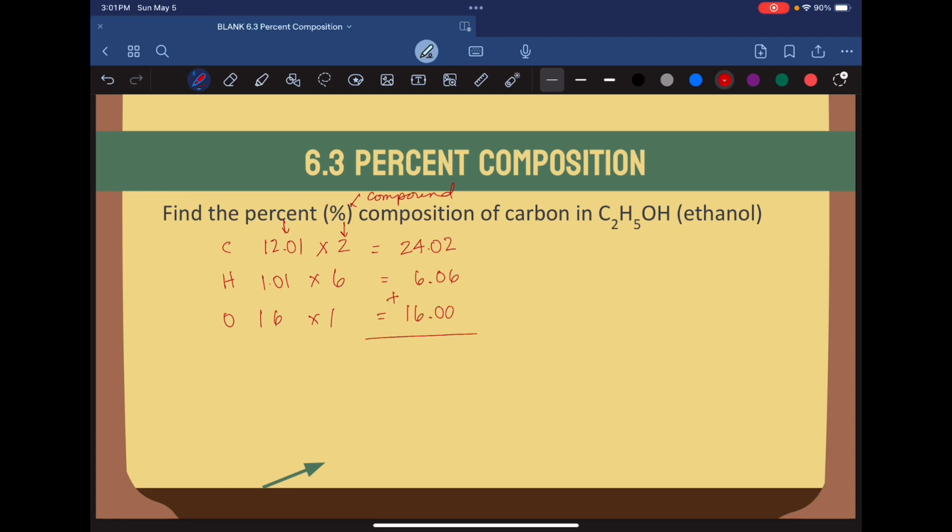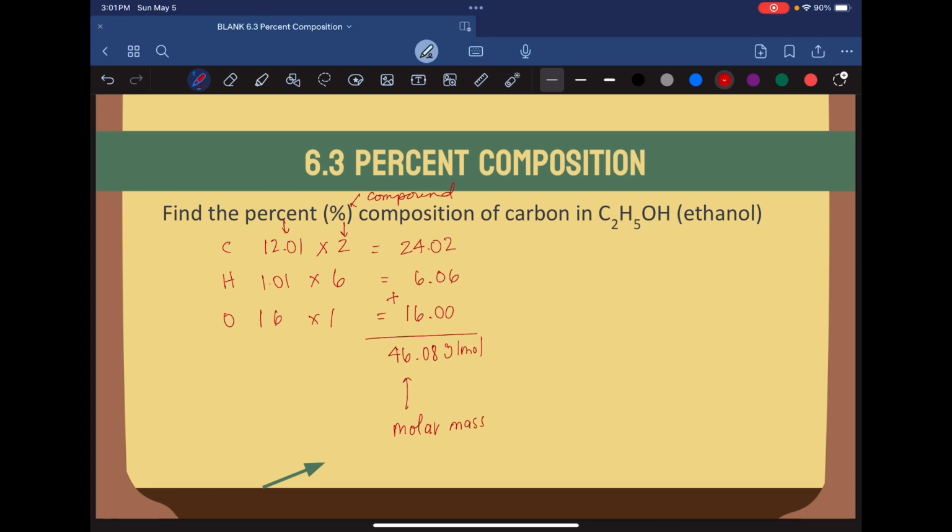And then you're going to add all these numbers together to get the molar mass, which is 46.08 grams per mole. So this is the molar mass, which you're going to need, right? So that's the mass of the compound.